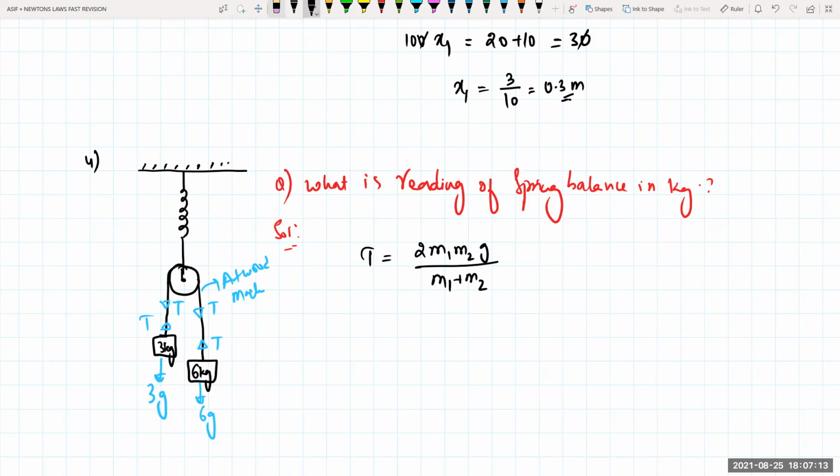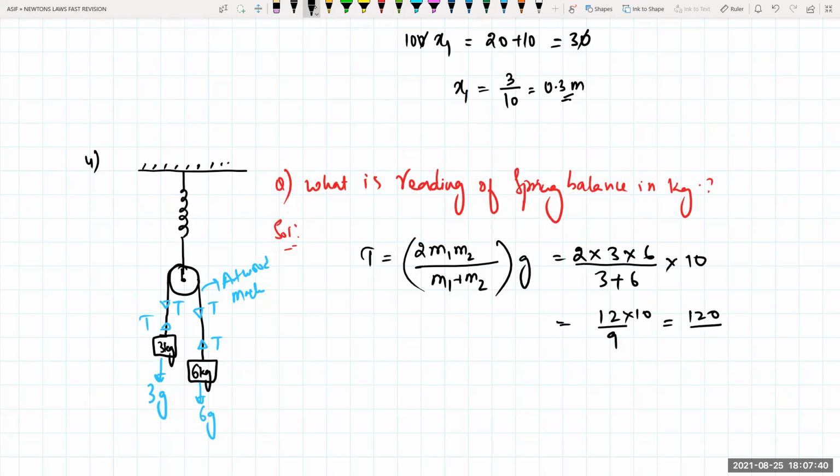Didn't I tell you? Yes, sir. So this will be into g. That means 2 into m1, whatever mass I'll be taking, for example 3 into 6 divided by 3 plus 6 into g, and g value is 10. So it will be equal to how much, beta? 2 threes are 6, 36 by 9, sir. 12 divided by 9 into 10. That is 120 divided by 9 newtons. This will be the answer for this tension.